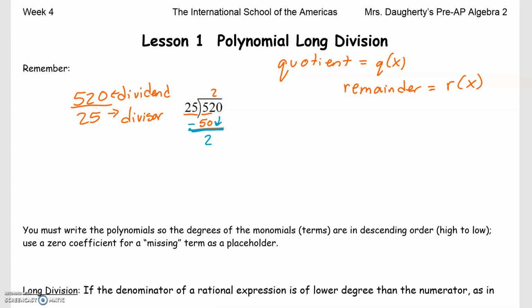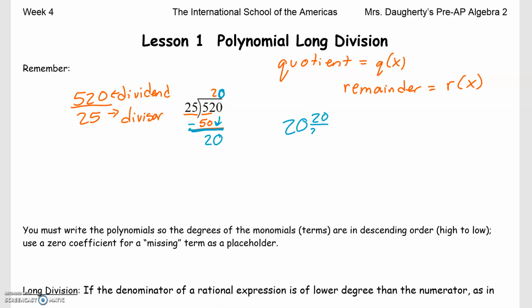But what we're going to do now is bring down that 0, and that's going to give us 20. 25 goes into 20 0 times. Remember, you still need a 0 there as a place value. So what's going to happen is we're going to end up with a remainder of 20, and our quotient is 20.